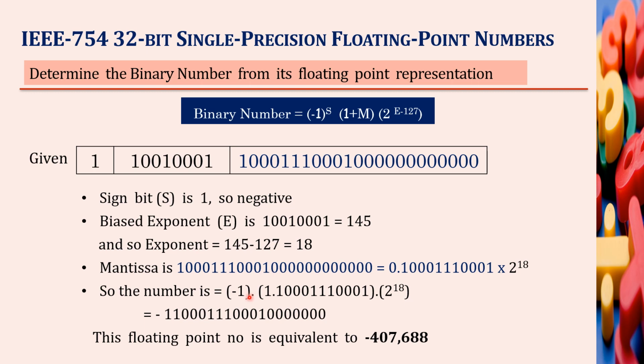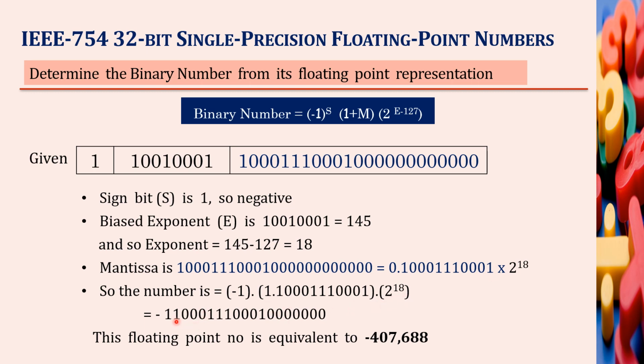Now we have the number as minus 1 times 1 plus m. This is the m, the mantissa part. 1 plus m means we have this 1 over here, because since it is a normalized floating point number, the binary point is placed immediately after the first non-zero digit. That is, we always have a leading 1 bit here. So we have it as 1.100110001 times 2 power 18.